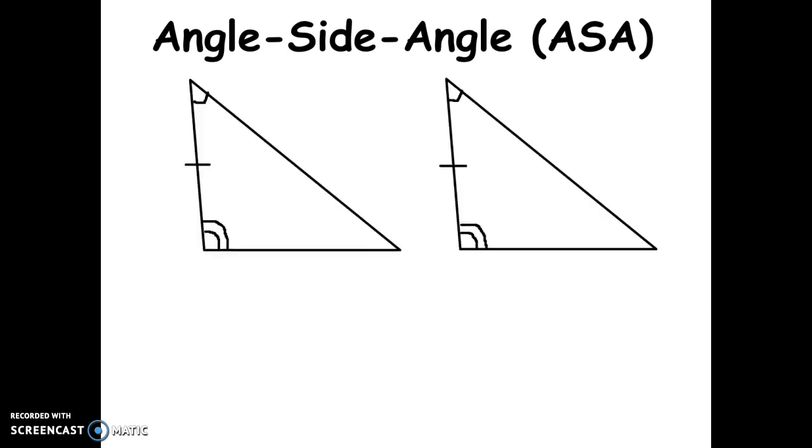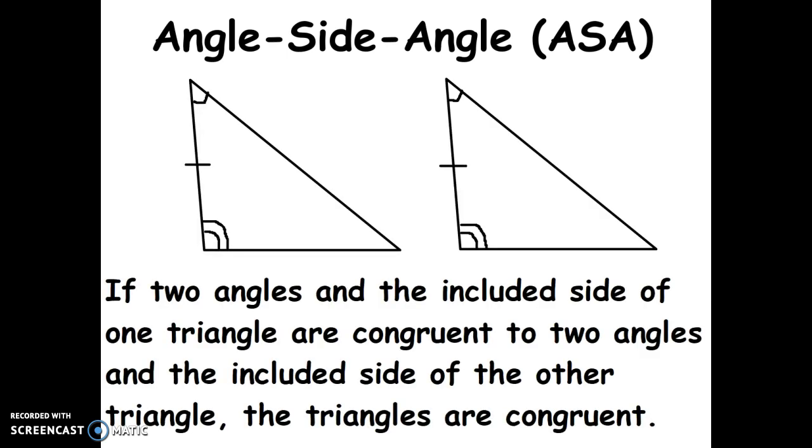Angle side angle. If two angles and the included side of one triangle are congruent to two angles and the included side of the other triangle, then the triangles are congruent.